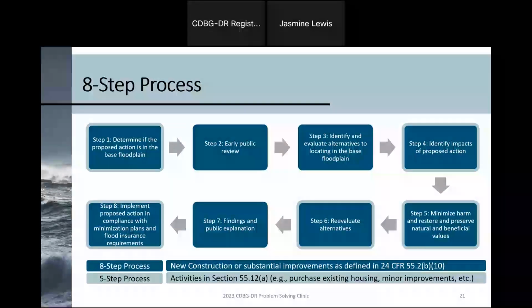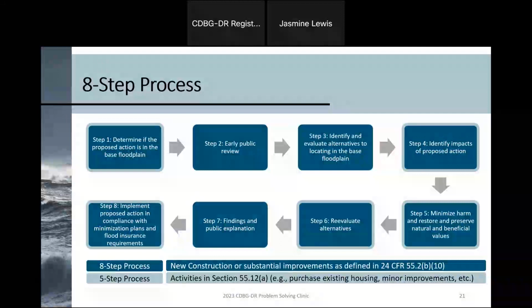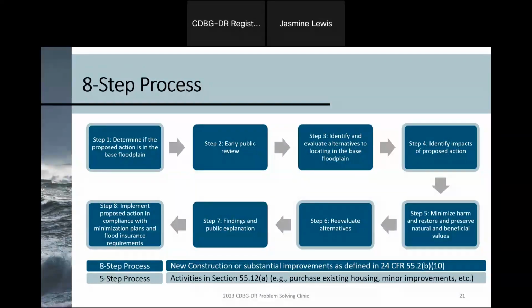To summarize the overall 8-step process, because we don't have time to dive into much of the details, there is tons of information out there on HUD Exchange. The overall concept goes back to those 3 critical elements that we talked about in Part 55. The first of which is avoidance. During the 8-step process, we are mapping out our project site to determine if we are or are not in the floodplain or the wetlands. In addition, we're looking at different alternatives if we are.